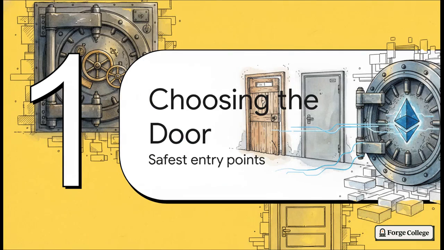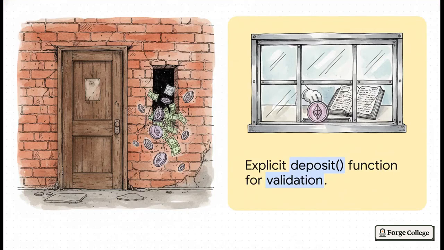Choosing the right door. Selecting the safest entry point. Okay, to build an unbreakable vault, you first have to choose the exact right front door. And in Solidity, your options for receiving Ether are absolutely not created equal. Take a look at the contrast here. On the left, we've got these vague implicit fallback doors.